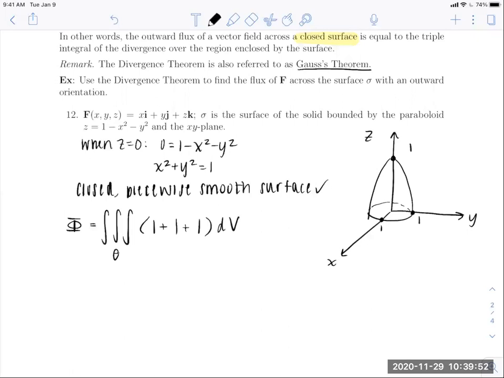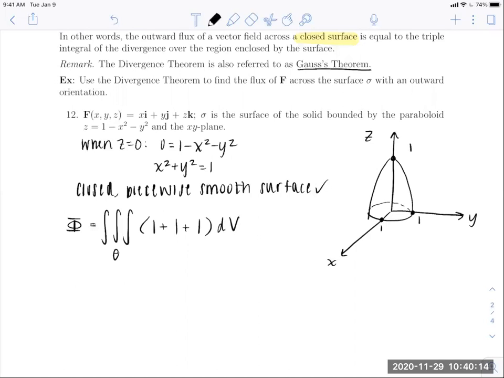So we can see that instead of computing the surface integral, we're just integrating the constant 3. At this point, we need to decide which coordinate system is going to be best. Since we can see that the projection into the XY plane is a circle, that's indicative that we either want to use spherical or cylindrical.